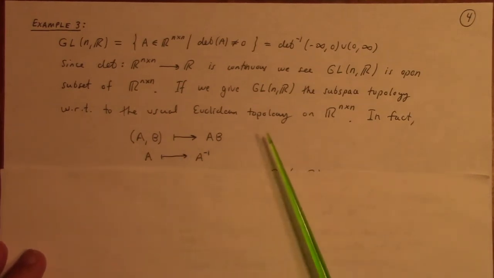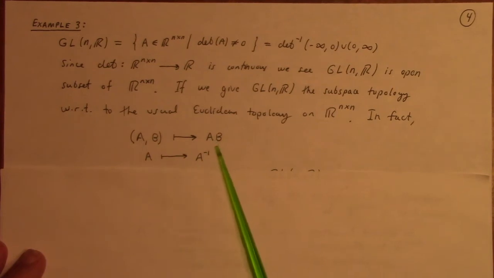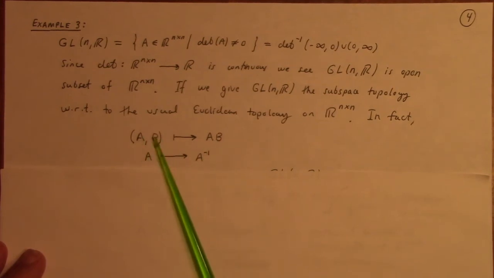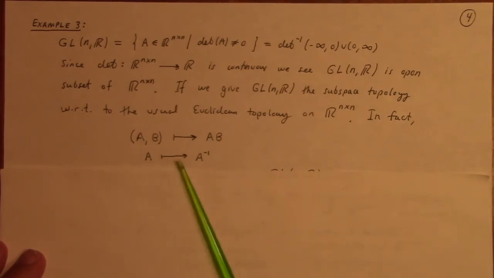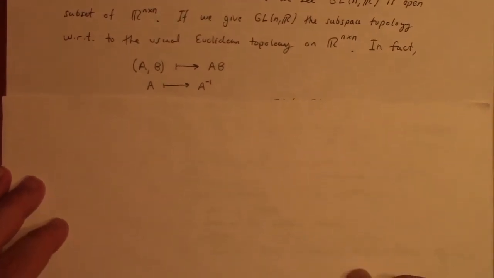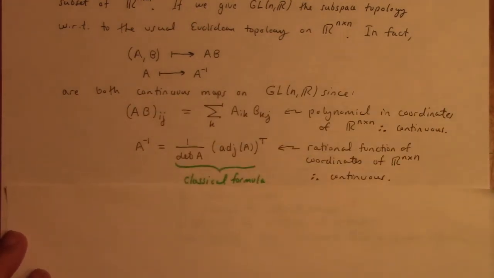So how do we define multiplication? Here's the notation for it. It's not the definition, right? But for n by n square matrices, (A, B) goes to the product of square matrices, which is again square, and as long as the determinant's non-zero, you can invert it. That's a little bit vague. How do you actually do that? Well, here's how you do it. The formulas are right here.